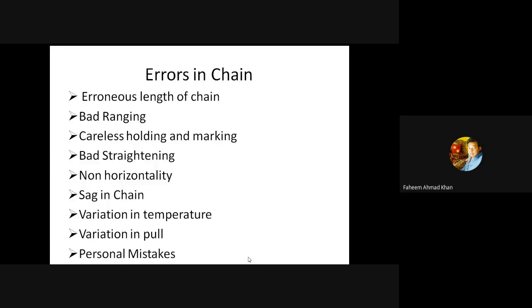Now, coming on to the variation in pull, it is compensating and it is cumulative also. It may be positive or negative.